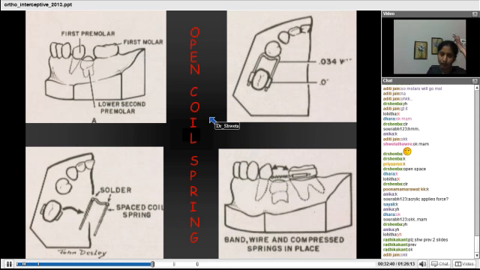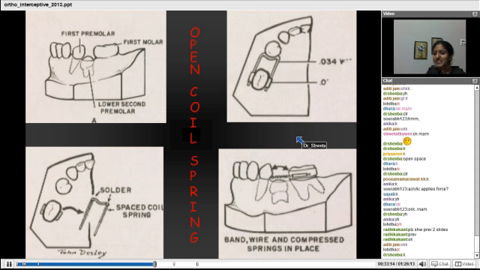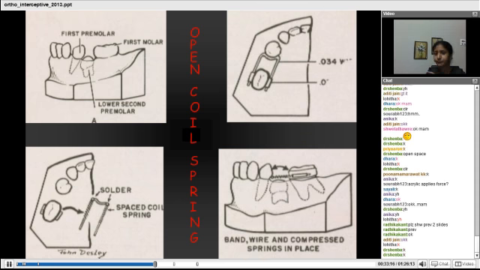Okay, this is the fixed one. This is the open coil spring. Now what this is, you put a band on the tooth distal to where you want the space. This is a wire. This wire has an open coil spring placed in it, and this entire U-shaped tube is placed like this and soldered. And then because of the activation of the spring, it tries to create space for this premolar. This is a fixed space regainer. Okay?